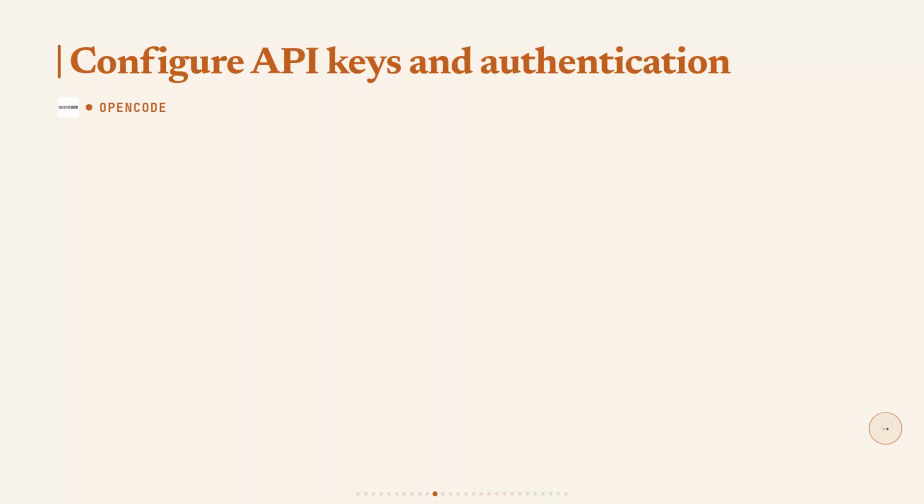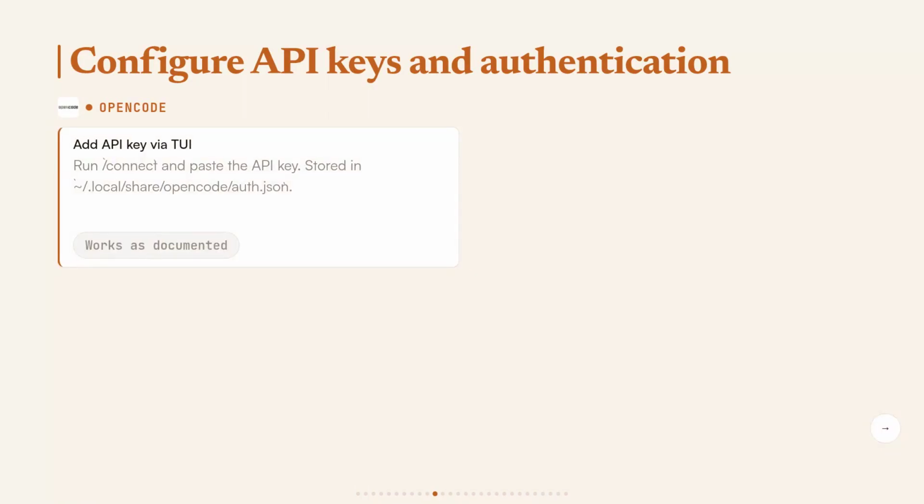There's also a CLI path. opencode auth login walks you through it, and opencode auth list lets you verify what's actually connected.